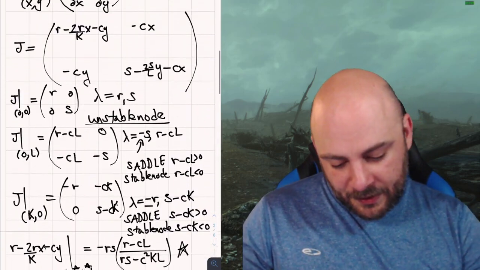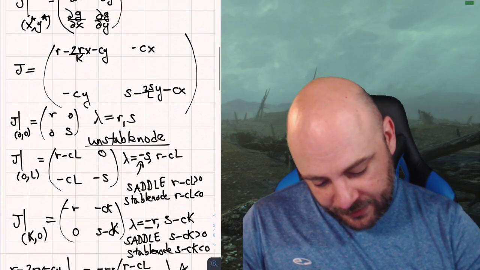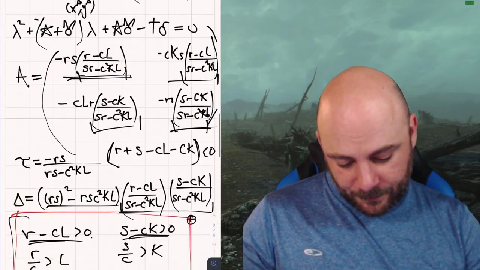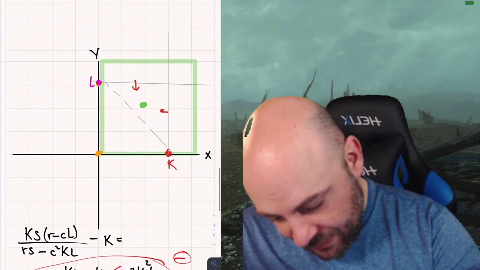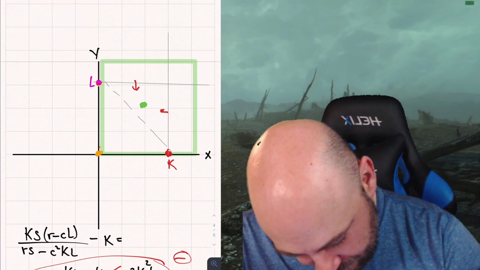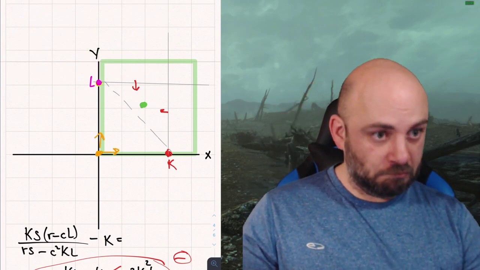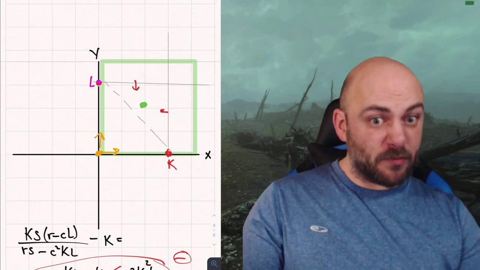We need to evoke our stabilities. The 0, 0 point is unstable. So that means that nearby that orange point, I'm going away from it. Okay, so I'm just going to draw a couple lines right there.